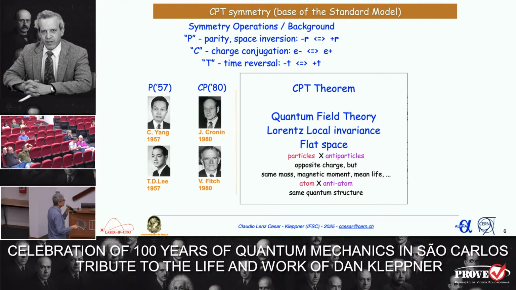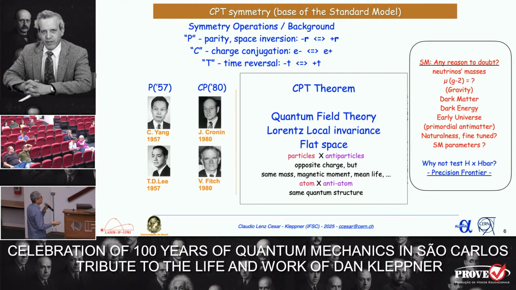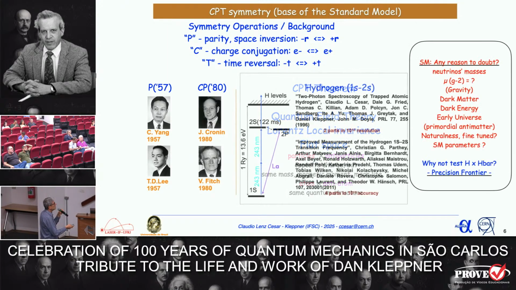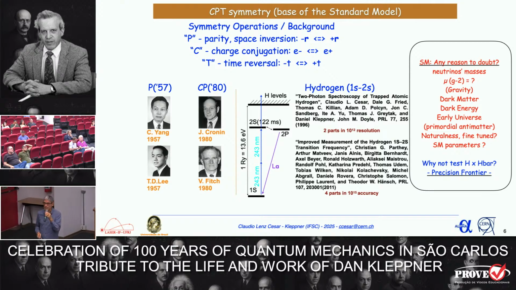And some of the predictions of CPT is that particles and antiparticles should have exactly everything the same, except for the change in charge, right? But the modulus of the magnetic moment should be the same. If I make an anti-atom, all the energy levels should be the same. The lifetime of the energy levels should be the same. Everything should be just the same. Okay. Very good. And this is in the base of the standard model, SM, standard model.